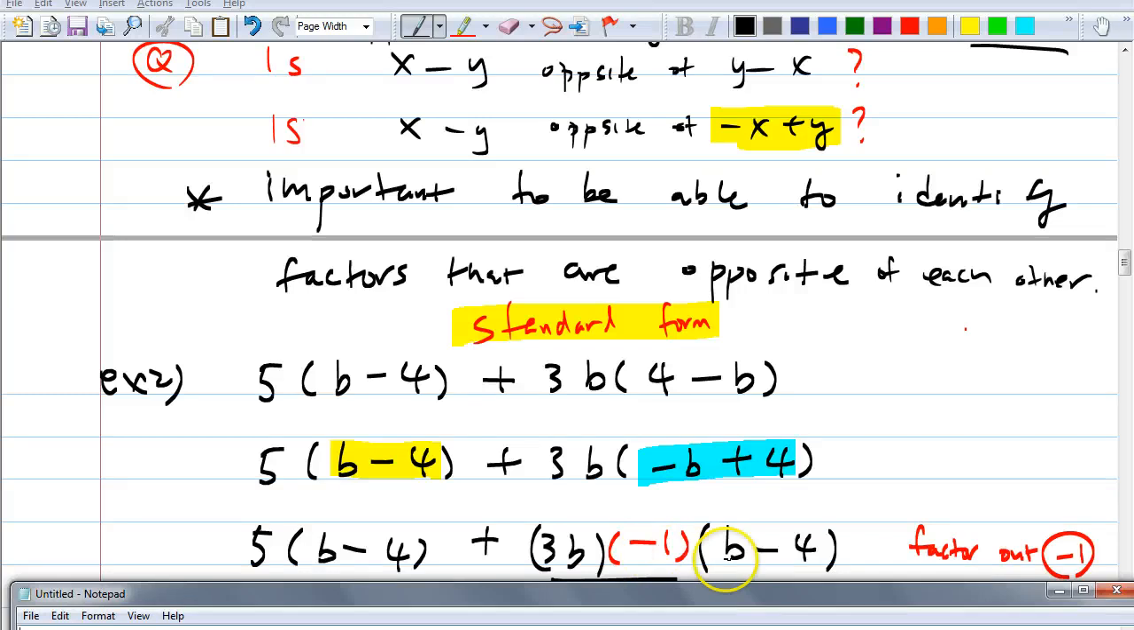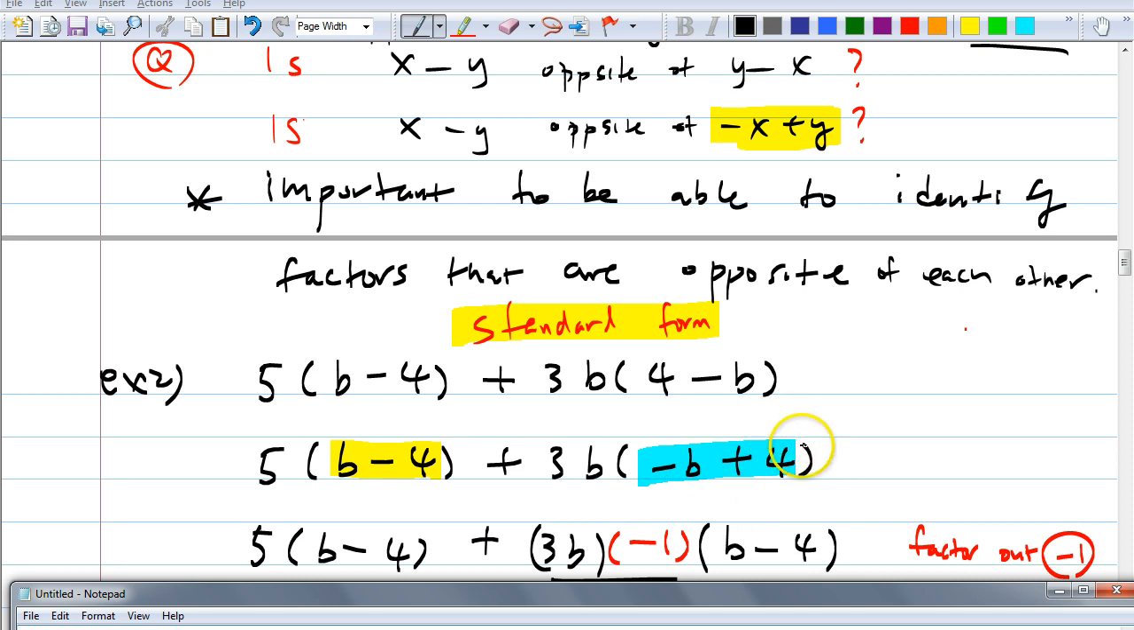Multiply it out. What's negative 1 times b? Negative b. What's negative 1 times this, plus negative 4? What's negative 1 times negative 4? 4. Isn't that what we had before? Right, guys? So what have I done here when I rewrote this as negative 1 times b minus 4? Am I multiplying negative b plus 4 by negative 1?